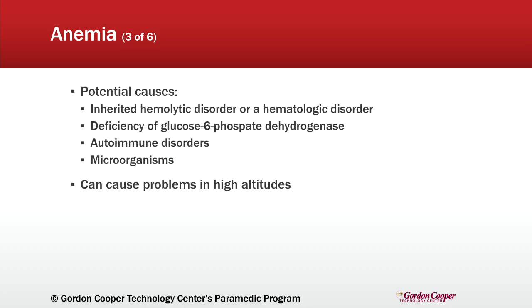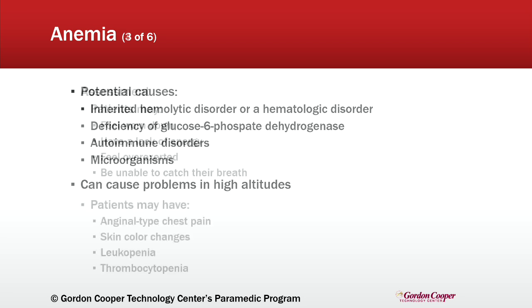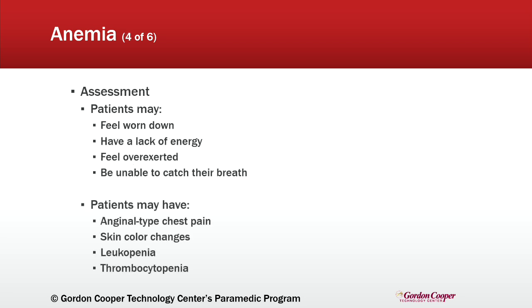The effects of fewer red blood cells combined with the thinner air of high altitude can also lead to hypoxia. Patients in these conditions may experience difficulty breathing and possibly even chest pain along with that. Most patients will typically complain of feeling worn down or having a complete lack of energy. They may have a feeling that they've overexerted themselves or overdone it. They also may have signs of difficulty catching their breath, trouble breathing. Patients could also show signs of angina type chest pain due to a reduced oxygen supply to the heart.